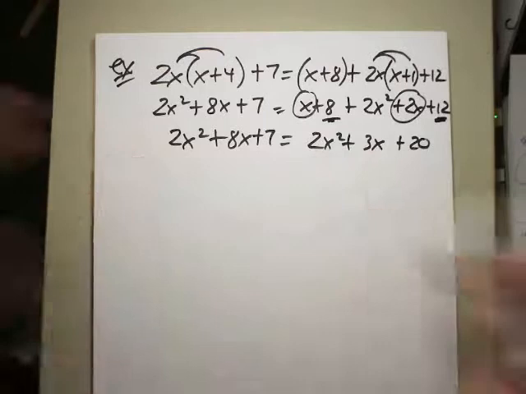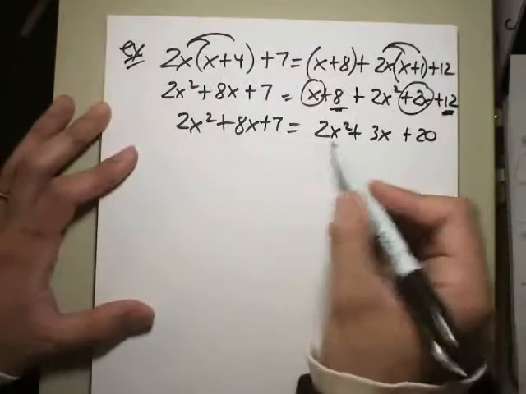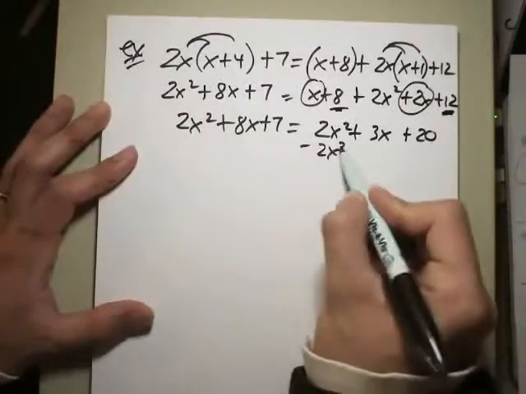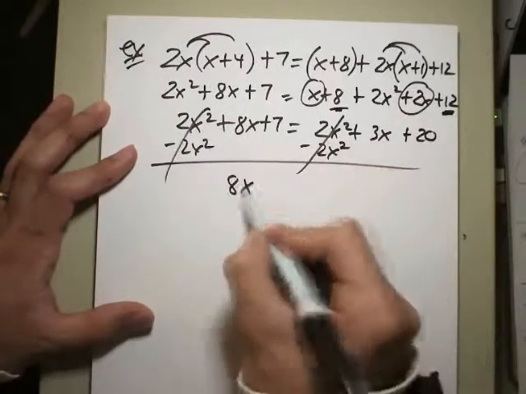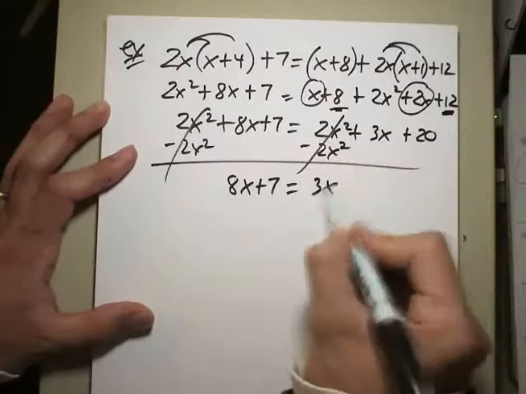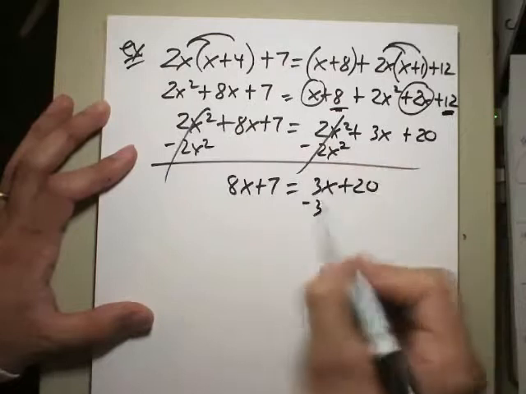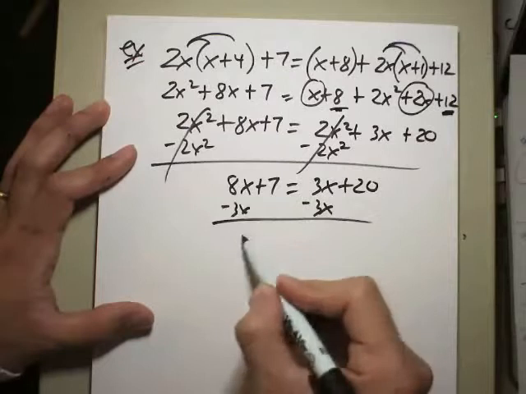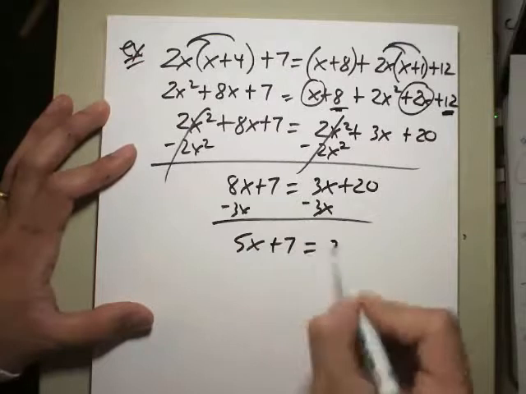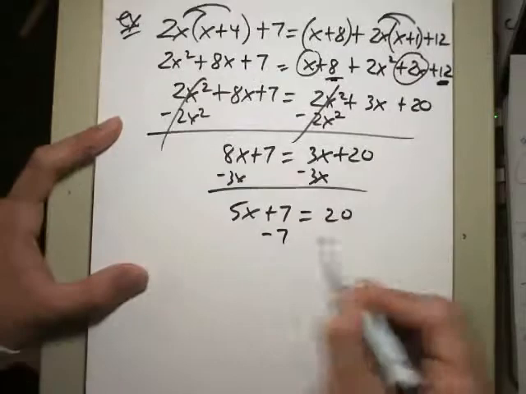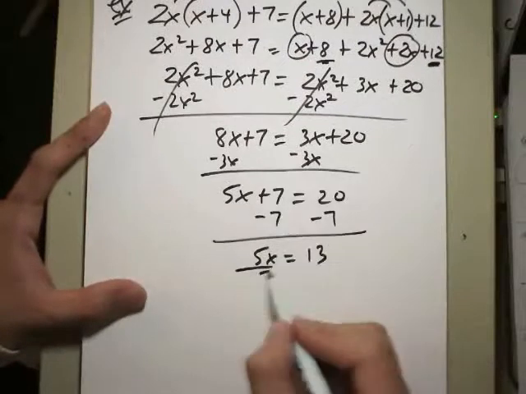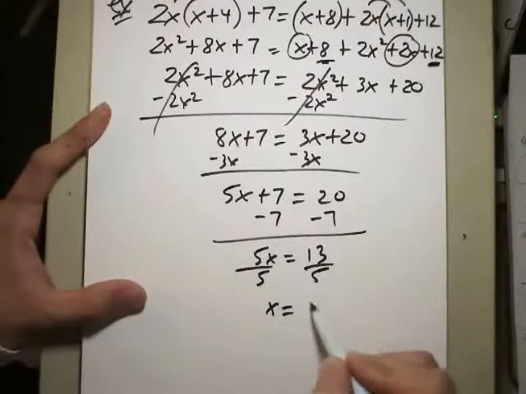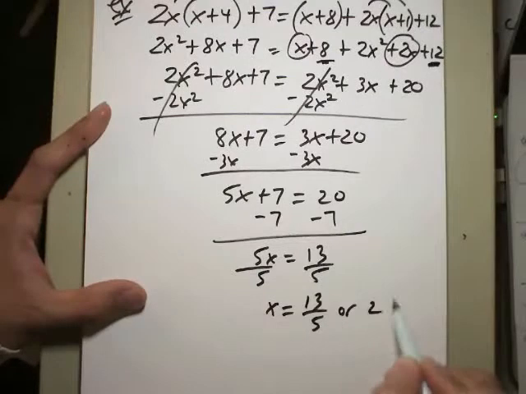And then, move the term over to combine as well. So I can subtract the 2x squared over. That will be canceled. You end up with 8x plus 7 equals 3x plus 20. Subtract 3x from both sides. You end up with 5x plus 7 equals 20. Minus the 7 from both sides. You have 5x equals 13, divided by 5. X now is going to be 13 over 5 or 2 3/5.